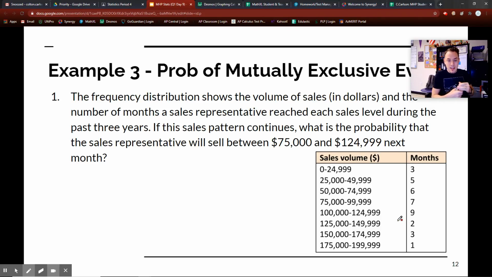If this sales pattern continues, what is the probability that the sales representative will sell between 75,000 and 124,999? So what we really want is kind of pinpointing these. That's what we really want. 75,000 to 124,999. Okay, so how do I do this?